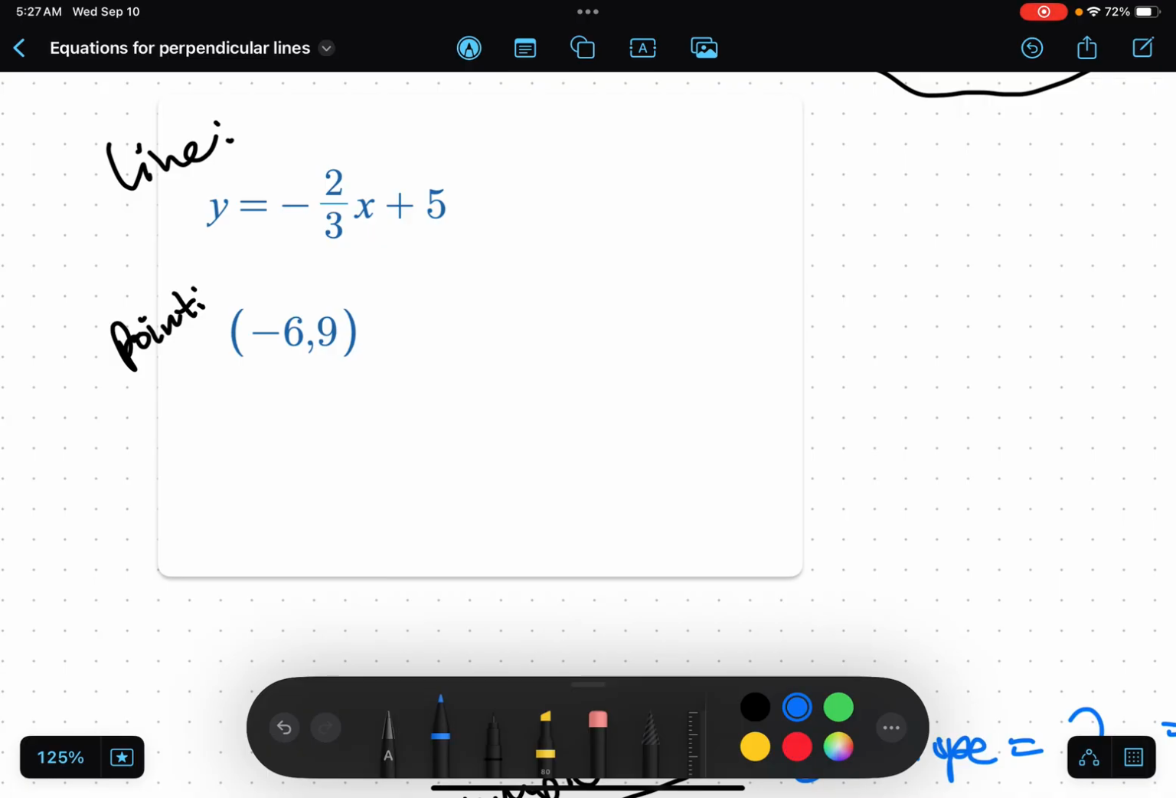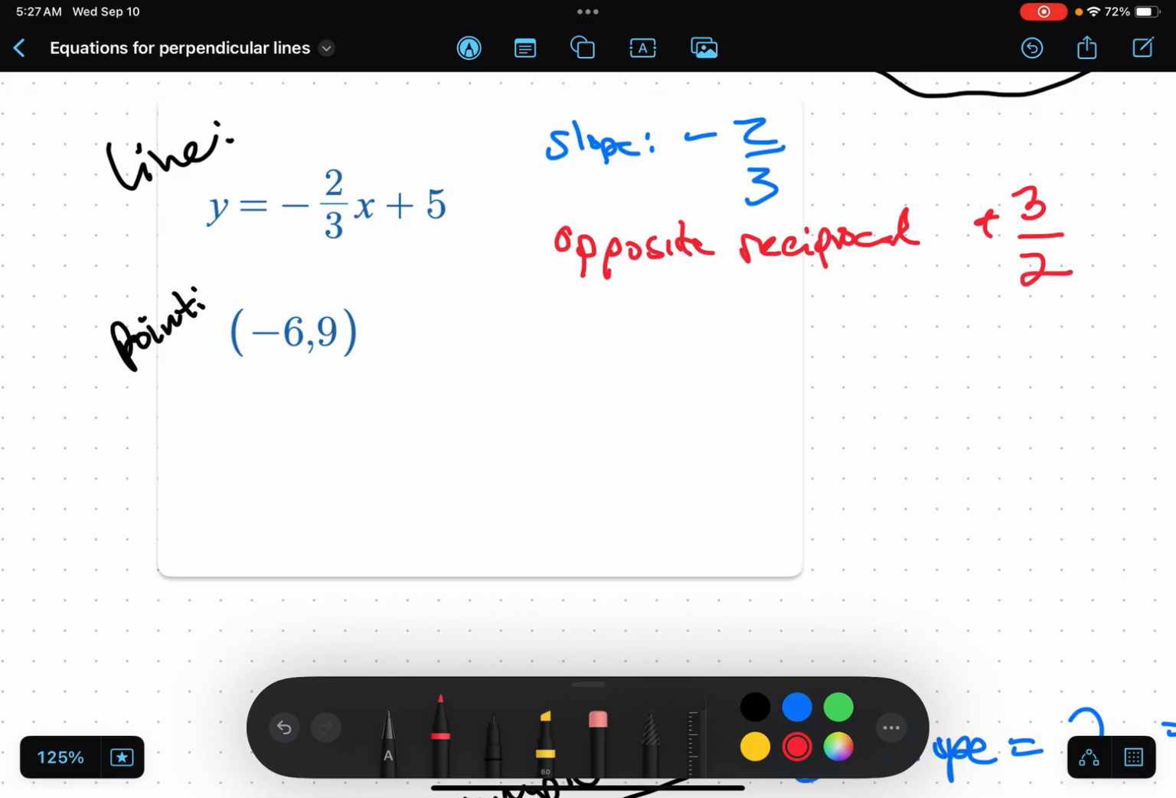All right, so starting by noticing my original slope is negative 2/3. It's easy to see the opposite reciprocal of this one because all I'm going to do is flip it. So my opposite reciprocal is positive 3/2. So now I'm just going to set up my new equation. y equals positive 3/2 x plus b.